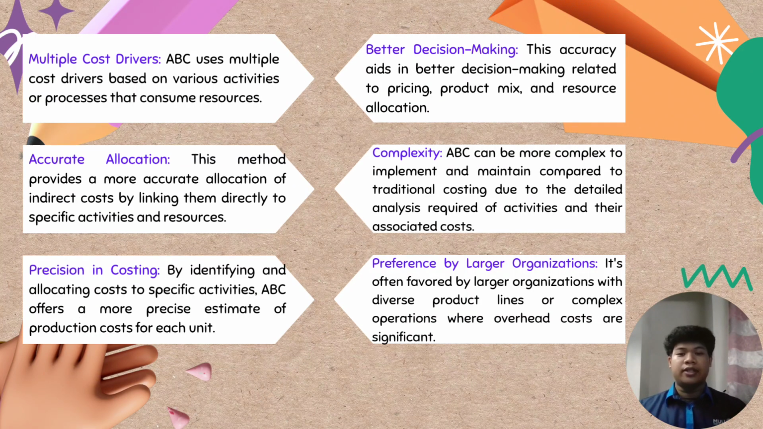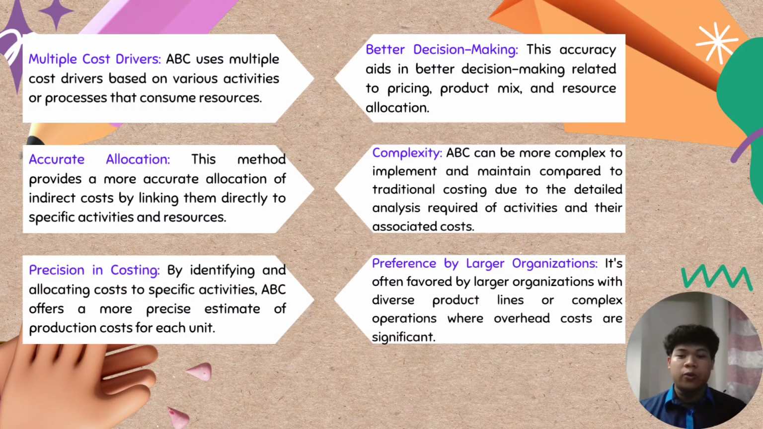A different approach is used in activity-based costing, which uses multiple cost drivers based on various activities or processes that consume resources. This method provides a more accurate allocation of indirect costs by linking them directly to specific activities and resources that drive those costs. By identifying and allocating costs to specific activities, ABC offers a more precise estimate of what each unit costs to produce. This accuracy helps in better decision making related to pricing, product mix, and resource allocation.